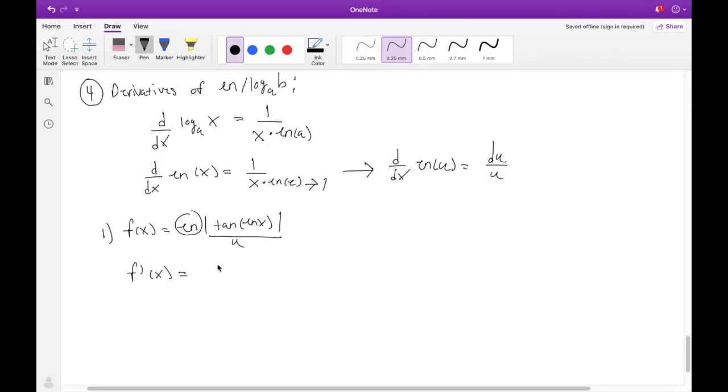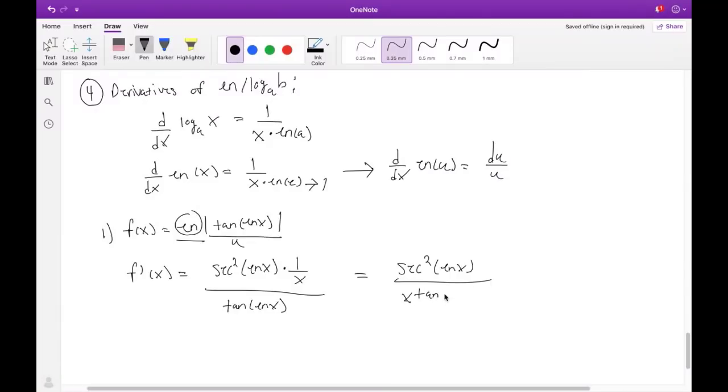So we know that the derivative of tangent is secant squared ln of x. And then we have to take the derivative of the inner portion, which is 1 over x. The formula for taking the derivative of ln is du over u, and my original u is just tangent ln of x. So then I can rewrite this as secant squared ln of x over x tangent ln of x.